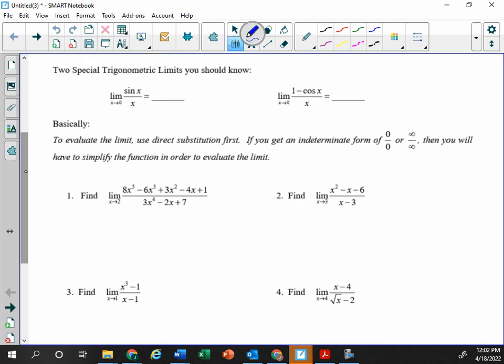So the limit as x approaches 0 of sine of x over x. You guys see how plugging 0 in wouldn't work? Yeah, it's not going to give you an answer. This limit is actually 1. Again, if you look at the graph on your calculator, you would see that that's what it approaches.